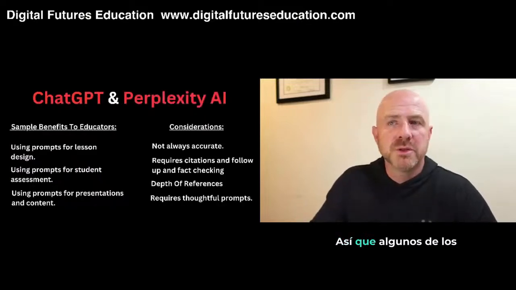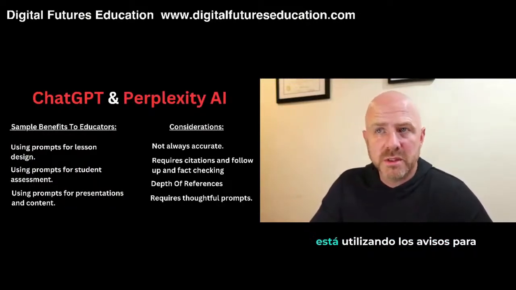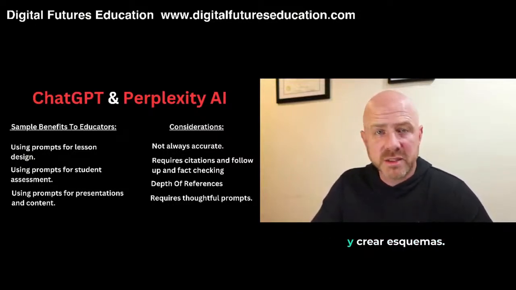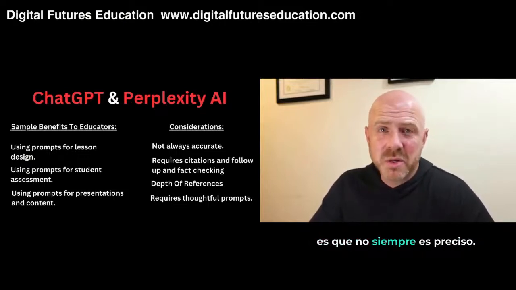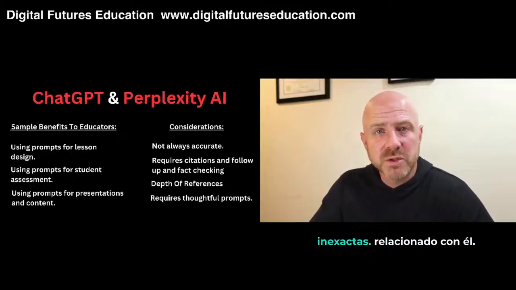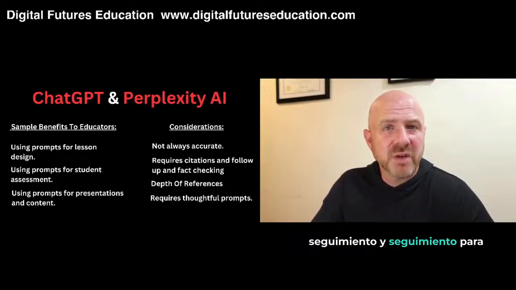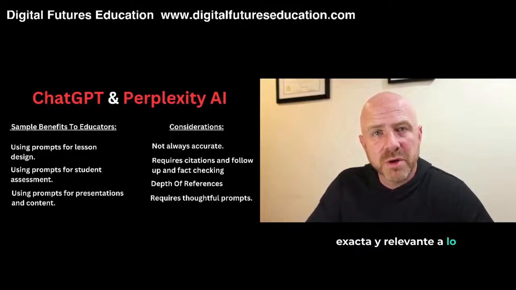Some sample benefits of these types of tools for educators, of course, are using prompts for lesson design, student assessment, presentations and content, and creating outlines. But some of the downsides are that it's not always accurate. It might have some flaws, and it might have some inaccurate sources. It also requires citations, follow-up and tracking to make sure that the information you're getting from it is accurate and relevant to what you plan on using it for.